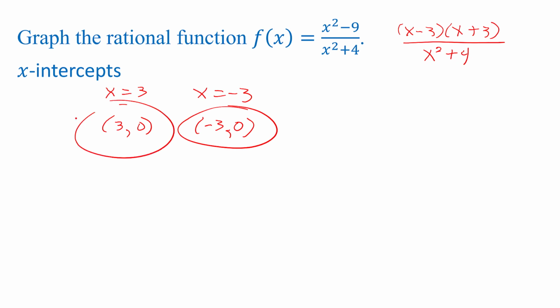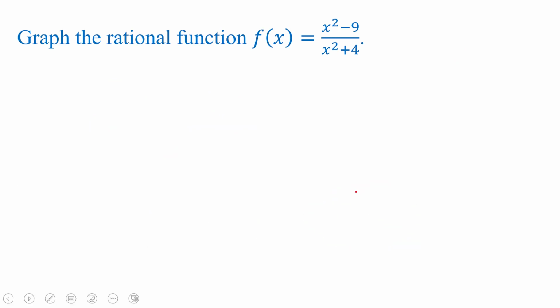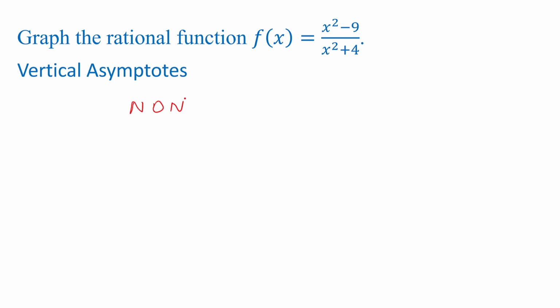Okay, two x-intercepts. For y-intercepts, I set x equal to 0. I will have y equals 0 squared minus 9 over 0 squared plus 4, simplifying to negative 9/4. We have one y-intercept at the point (0, negative 9/4). Now, vertical asymptotes. Notice that there are no linear factors in the denominator here. There will not be any vertical asymptotes, so we can say none here.